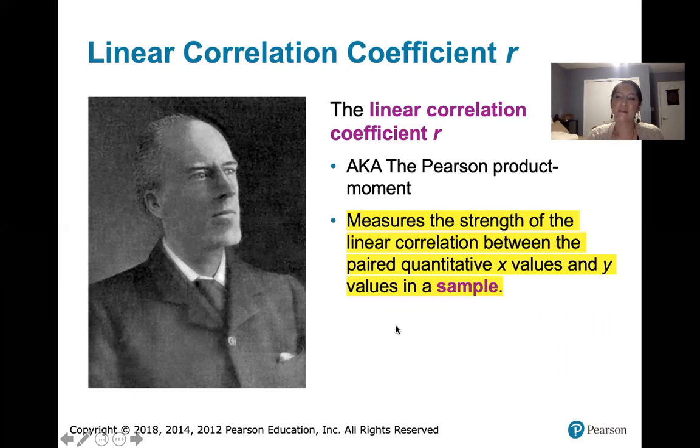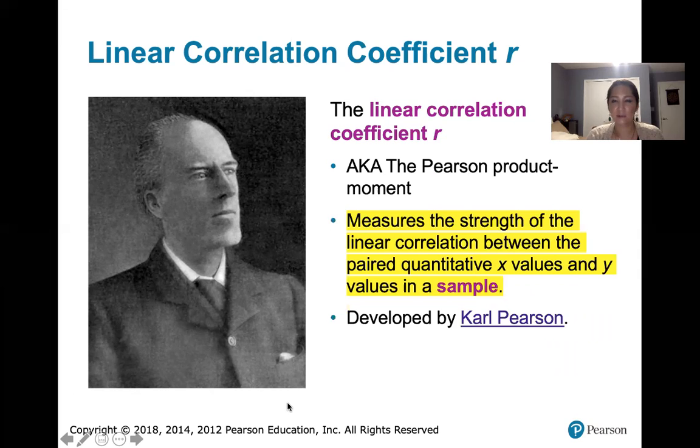But if we're talking about measuring the same thing, but using population ordered pairs, then we would call that linear correlation coefficient the Greek letter rho. It looks like a P, but it's not a P. It's actually a lowercase rho. Again, this was developed by Carl Pearson.